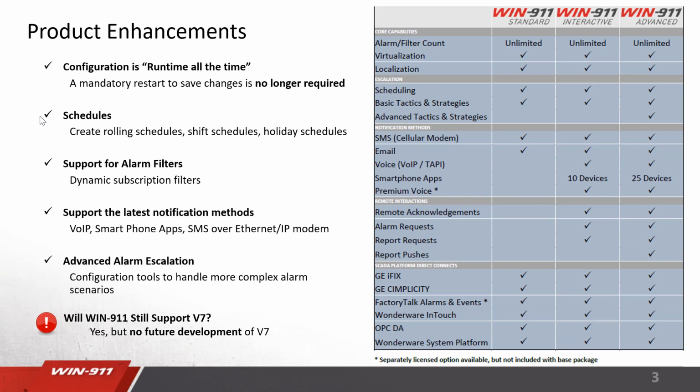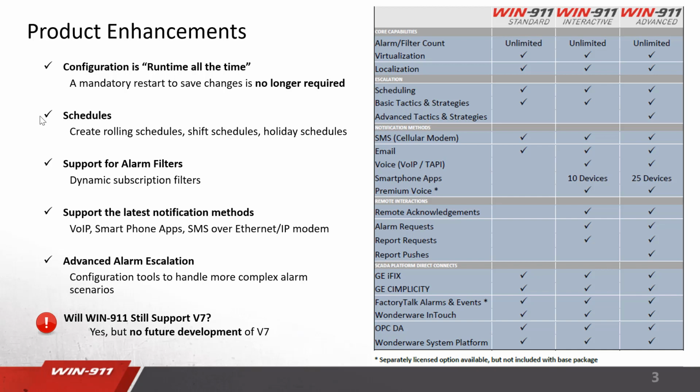Okay, for our new product, it comes in 3 licenses: WIN-911 Standard, Interactive, and Advanced. This product is runtime all the time. Unlike version 7, you no longer need to restart to save your configuration. There's also flexible schedules, which are like your Google or Outlook type of calendars. And instead of using only alarm import, we have the alarm filter method, which is allowing you to build subscription filters. It's a dynamic method of bringing your alarms into WIN-911.